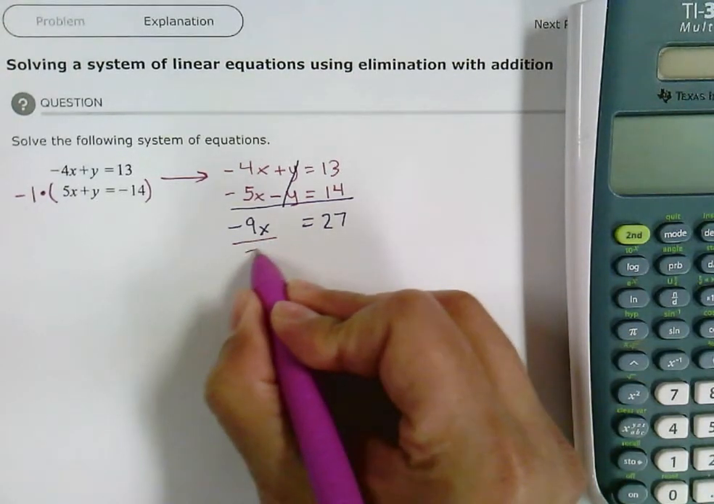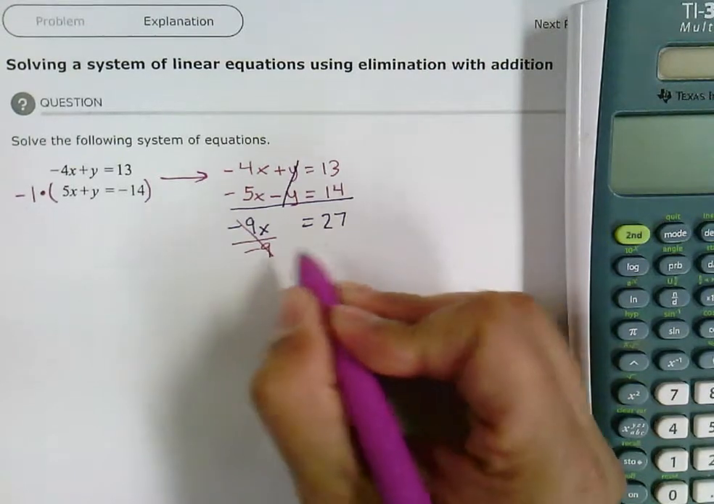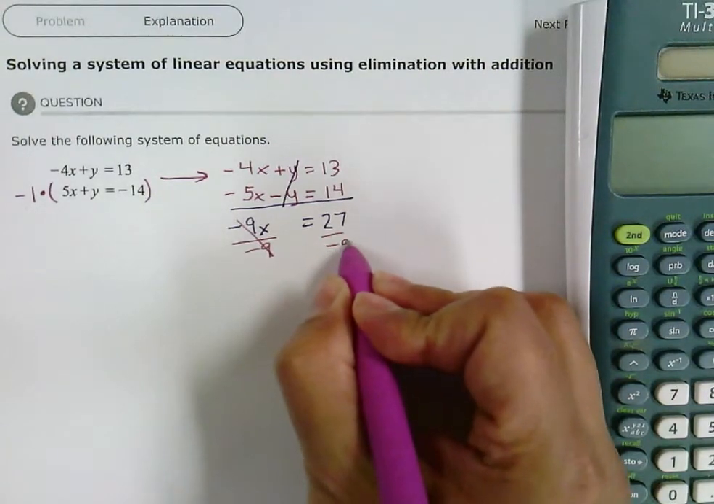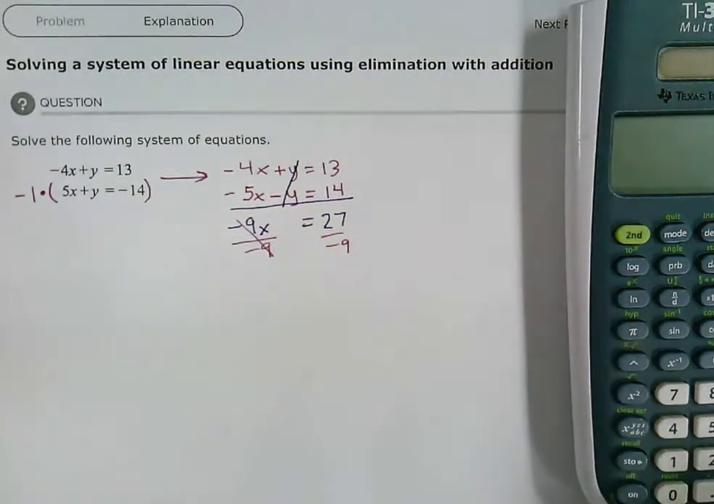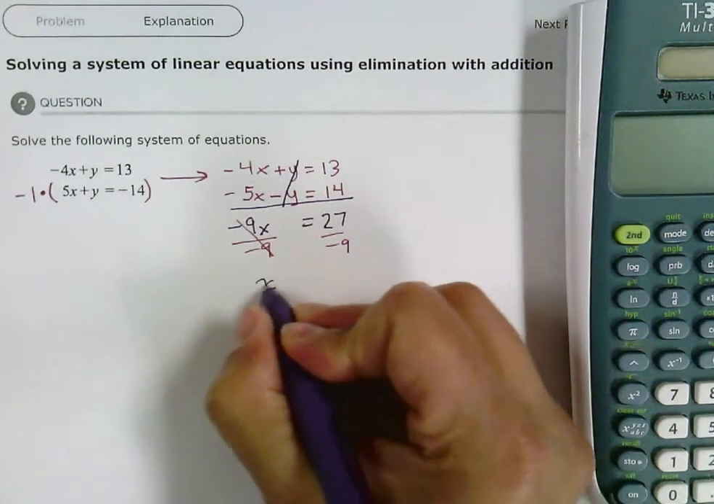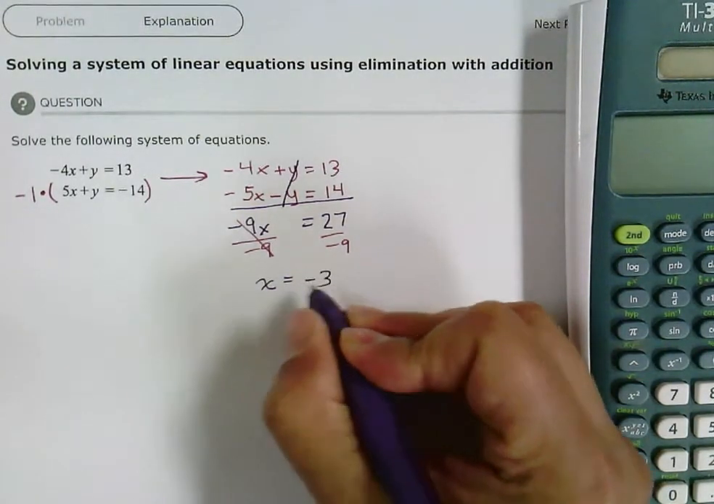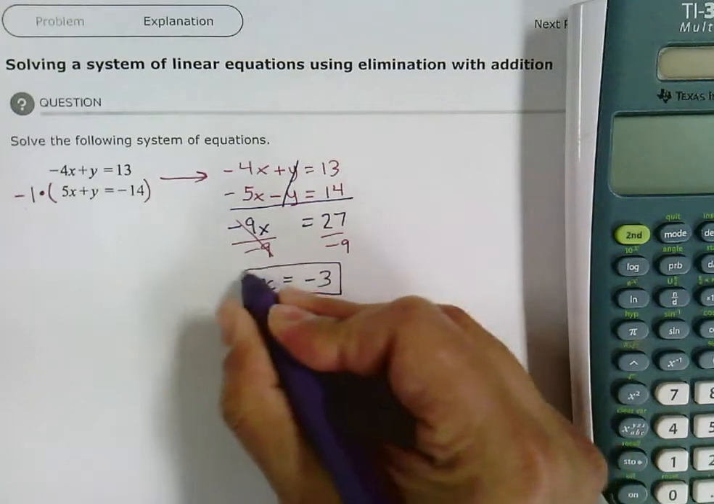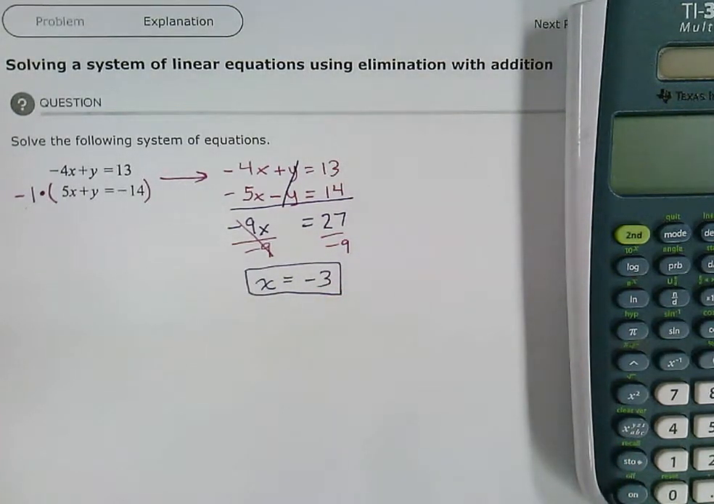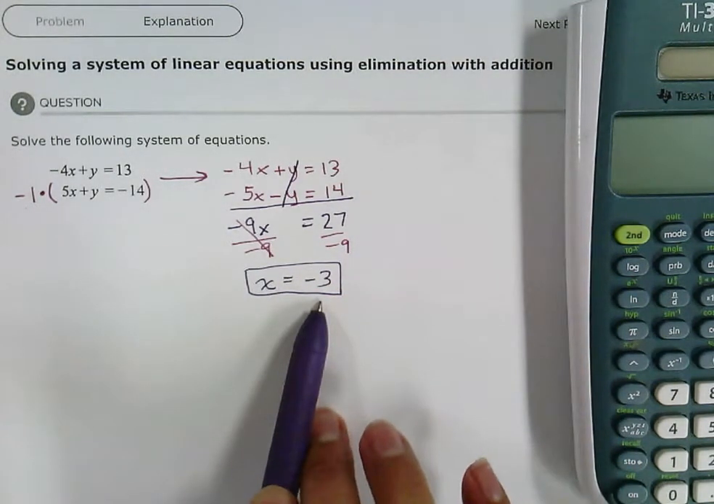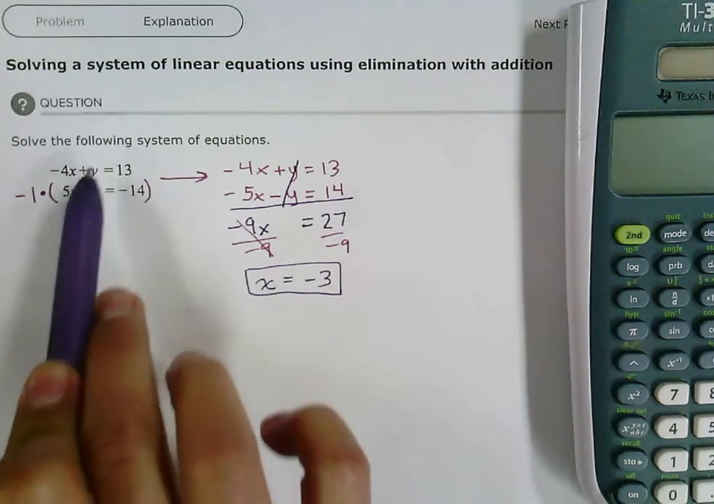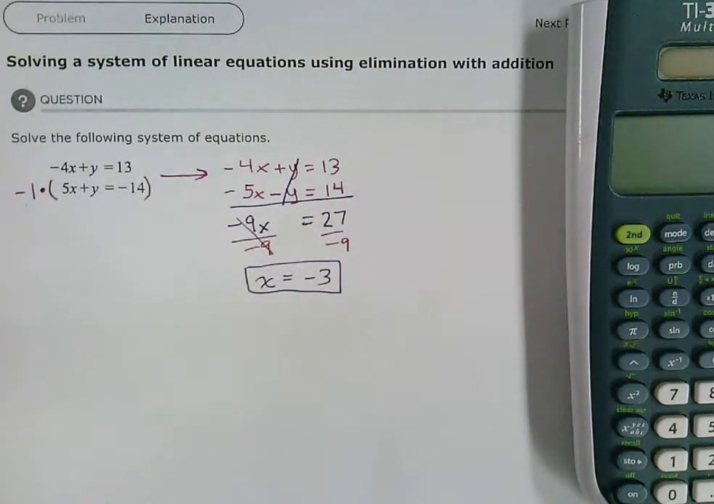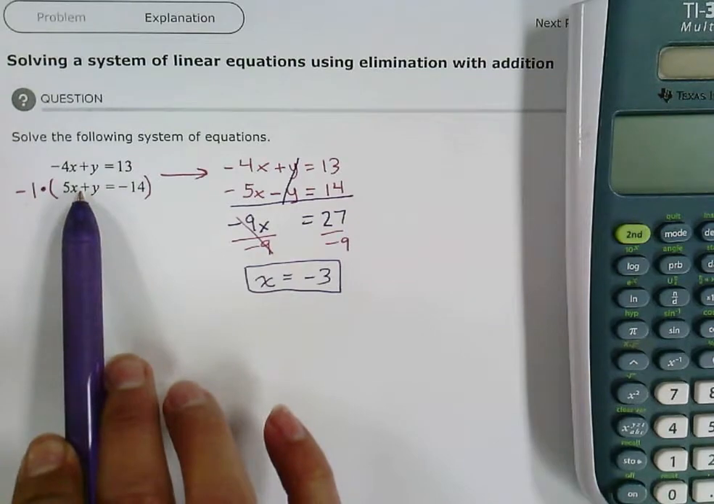Let's solve this by dividing both sides by negative 9 to cancel that negative 9 in front of the x, leaving us with x equal to negative 3. This is the first part of our solution. Now we are ready to take this negative 3 and substitute either into the first or second of the original equations in place of x.